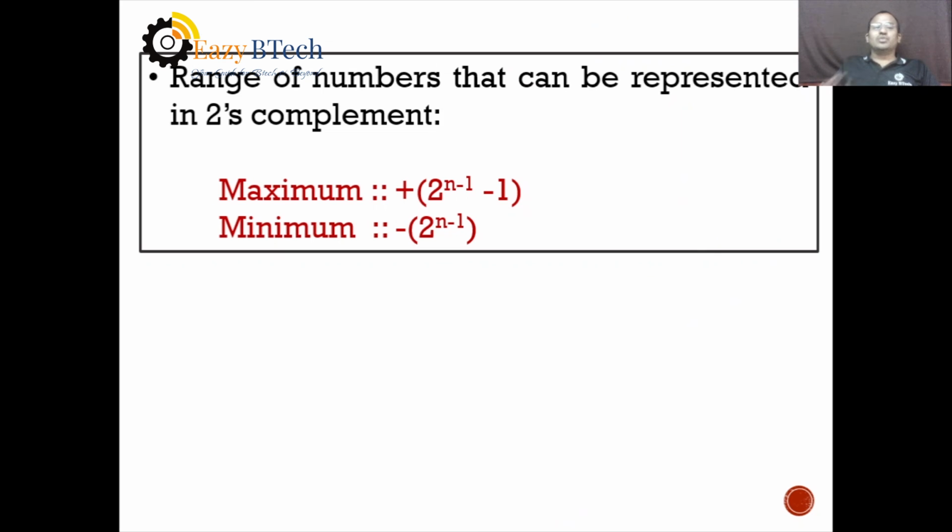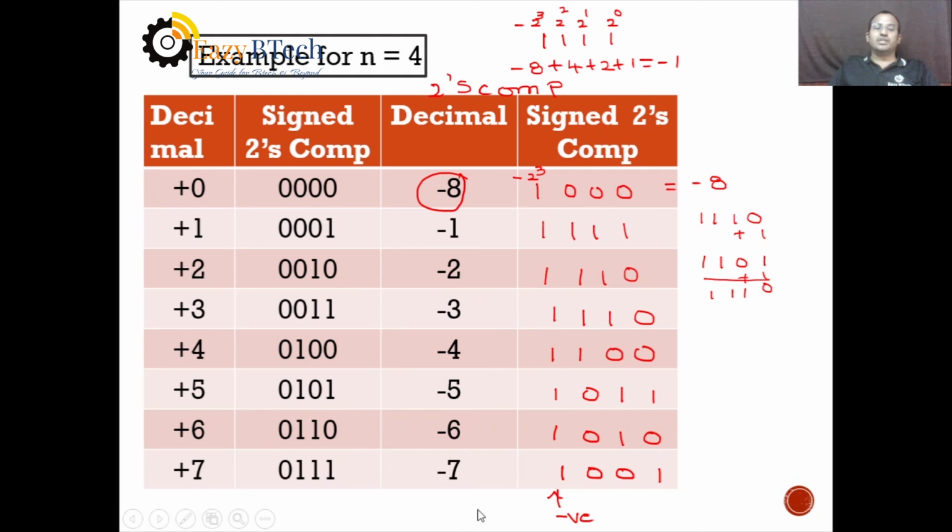Right? The other difference compared to the other two: the maximum positive number, if you take 4 bits, you can see it is 7, whereas the minimum number that we can represent is minus 2 power n minus 1, that is minus 8. You can cross check. The maximum positive number represented is plus 7, and the minimum negative number represented is minus 8, right?